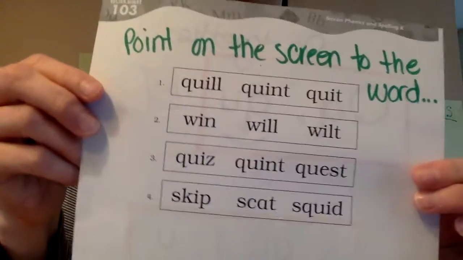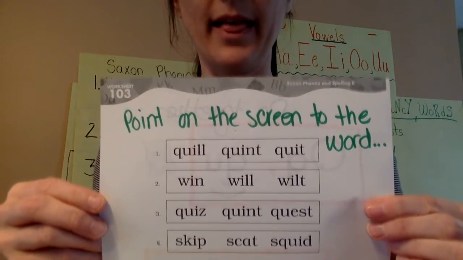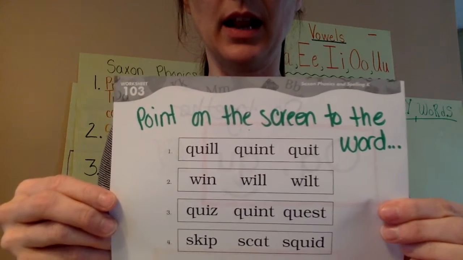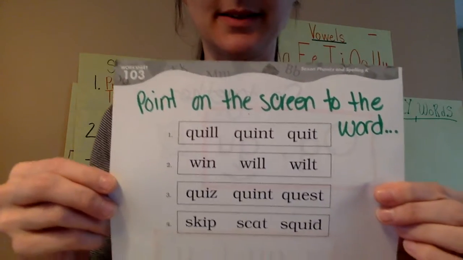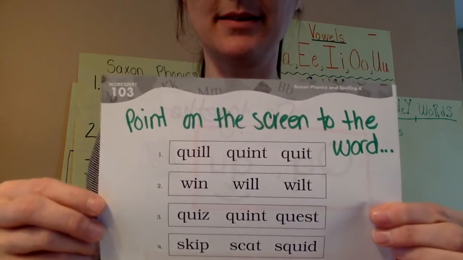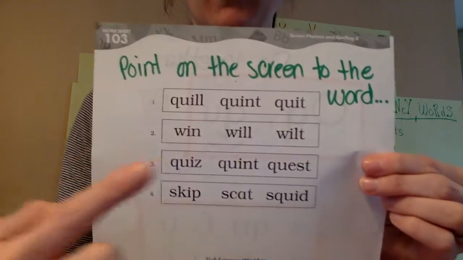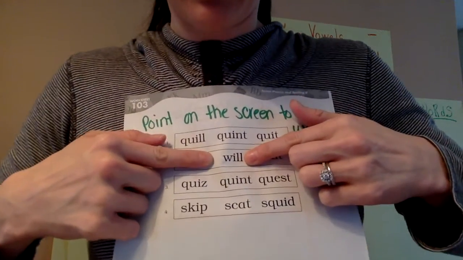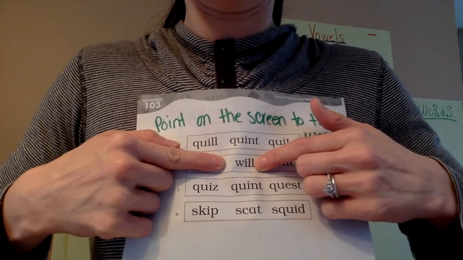Number 2. Point to the word that says will. W, I, l. Will has twin consonants. So 2 consonants that are the same. And if you pointed to this one, you're correct. Will. W, I, l. Will.